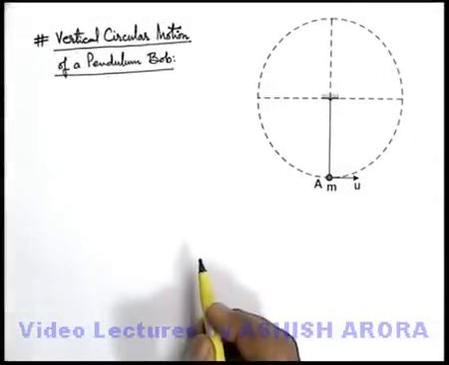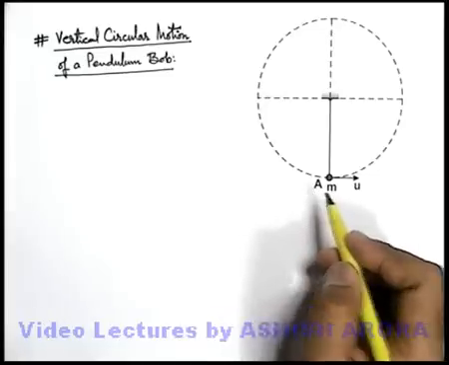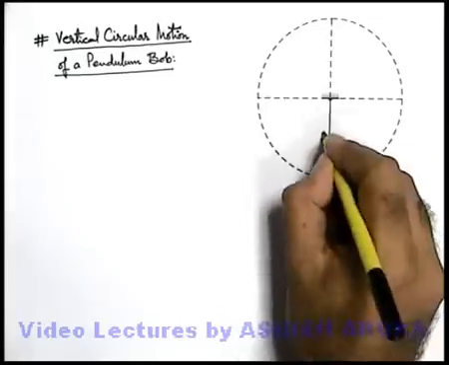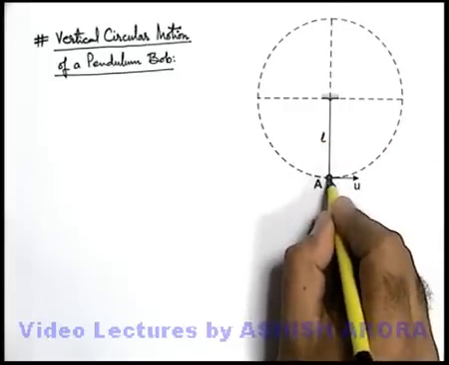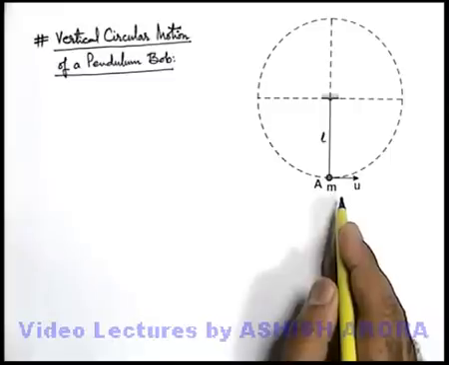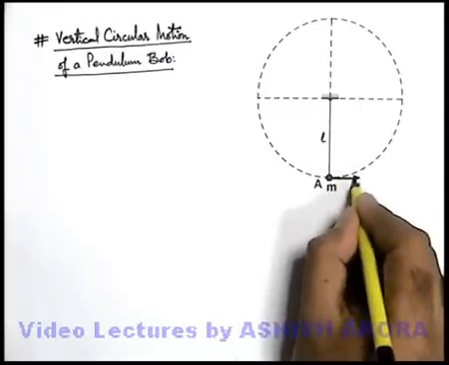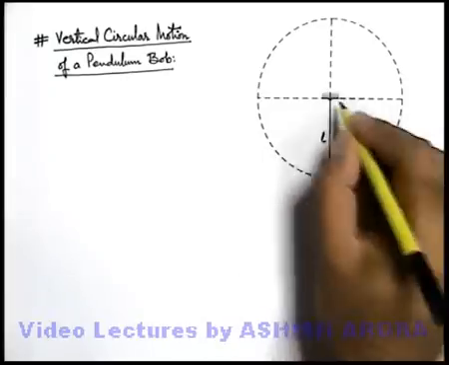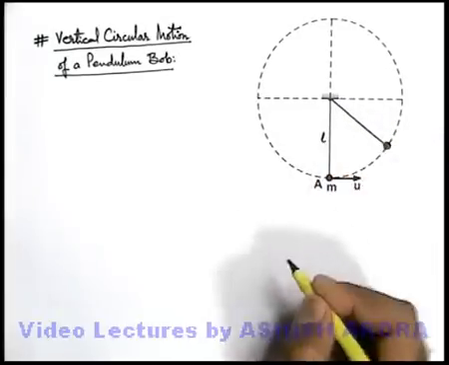Let's discuss the vertical circular motion of a pendulum bob. We all know about a simple pendulum. In this, there is a string of length L with a bob of mass M hanging at the bottom of this string. If we throw the bob with an initial speed u in horizontal direction, the bob will start following a vertical circular track like this.